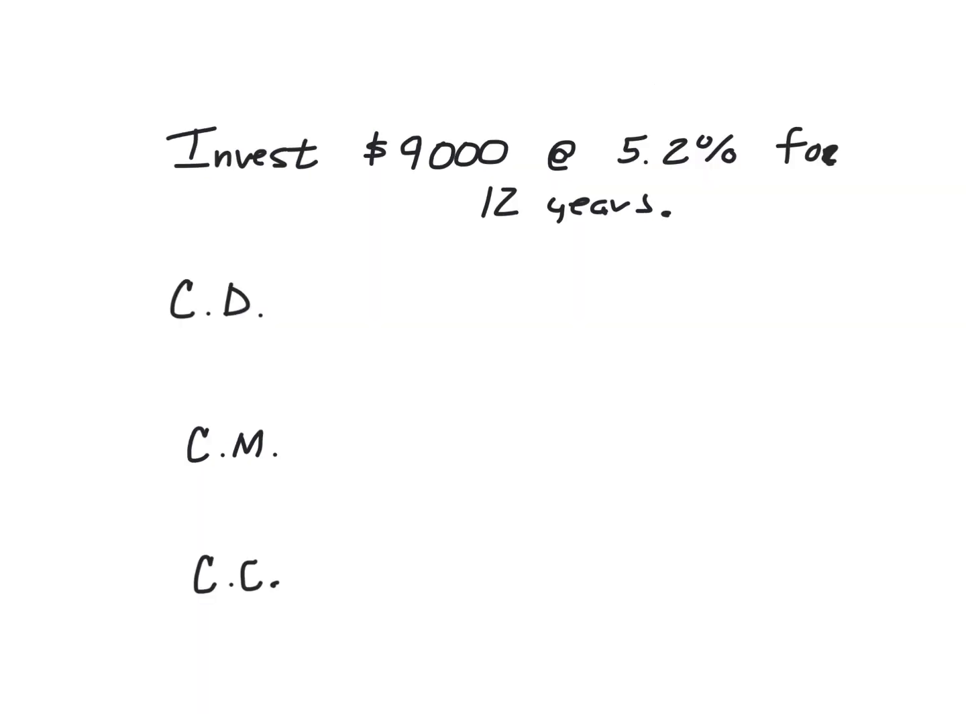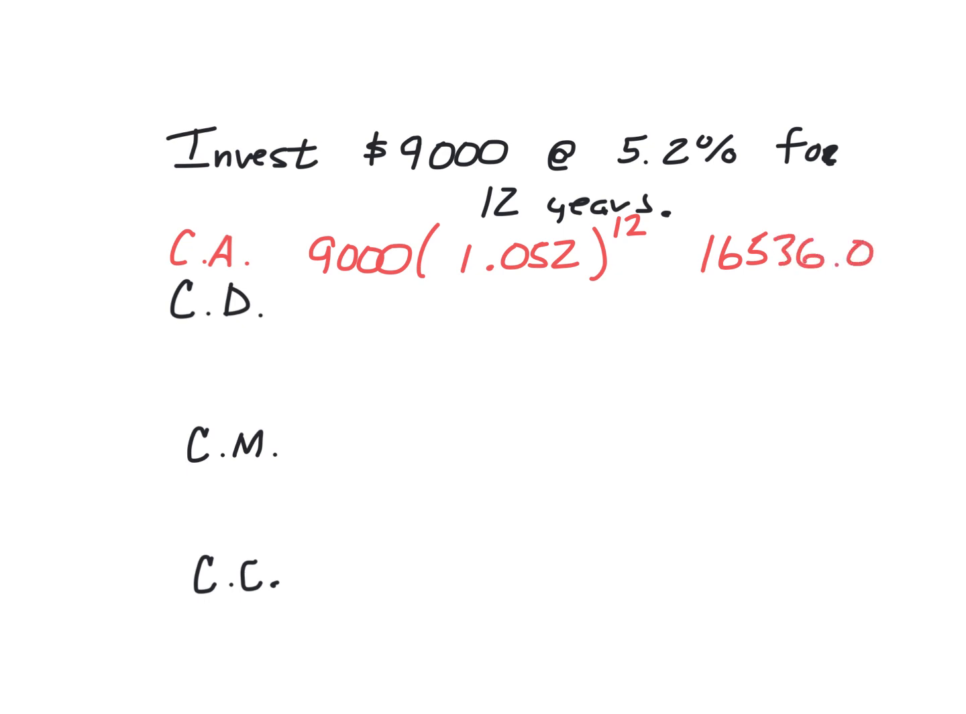Okay, another example here. This is combining what we've learned before. So if we're investing $9,000 at 5.2% for 12 years, if we're going to compound this, let's start with annually, once a year. That would just be 9,000, sorry. I'm going to start with 0.052, add the 1 to that, and I'm going to take it to the 12th power. That total will be about $16,536.04.